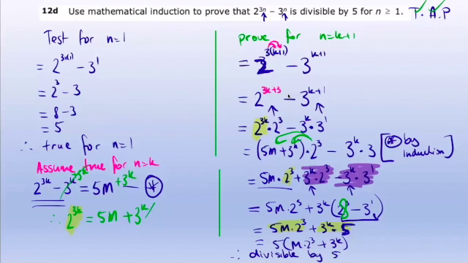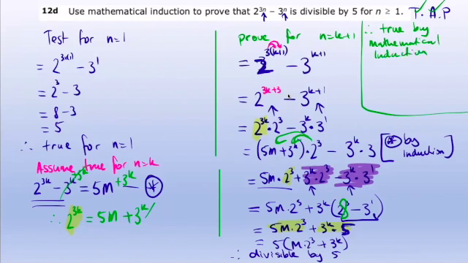Okay, so once I take out 5 as a common factor, we're done with these divisibility ones, or whatever number it is. Now I'm going to make my concluding statement, but it's going to be the same as what I did in the other one, except I'm answering this question. Therefore, true by mathematical induction for n is greater than or equal to 1.